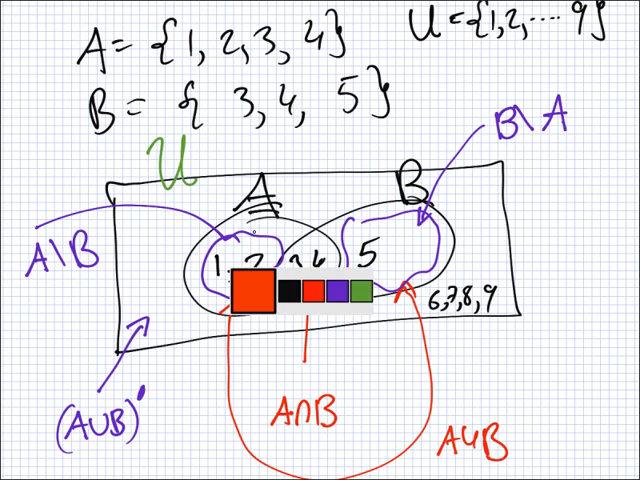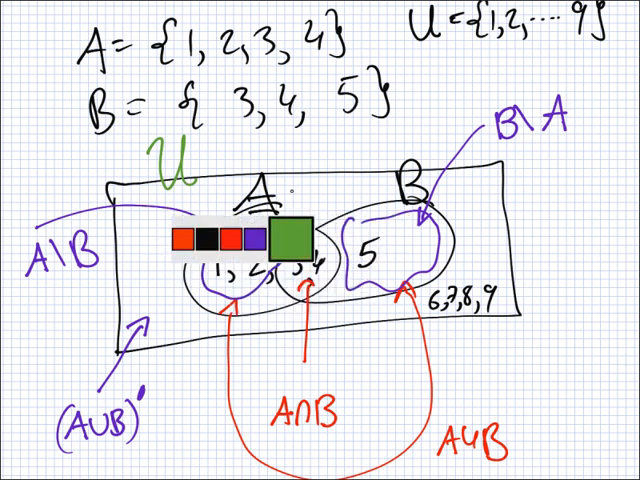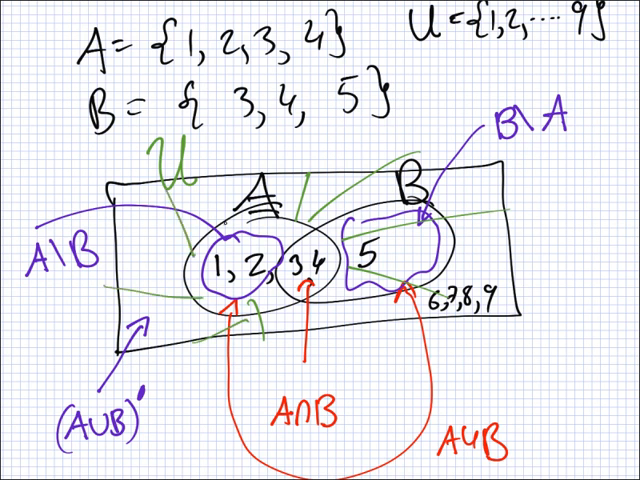Oh yeah, and sorry, I'll put in green. What about everything here that's outside A? A prime, yeah. And B prime would be everything outside B, which is this.